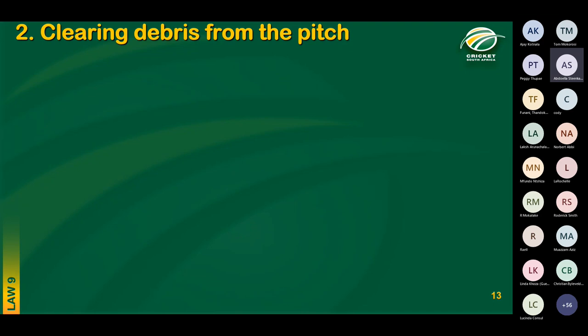So are we allowed to clear the debris from the pitch? What is debris? This debris is the small stones or small pebbles that come loose from the surface of the pitch. Because batters are running on the pitch, and the bowlers are bowling and following through, these small stones and pebbles do become loose and get sprayed over the pitch. The law allows for these small stones or small pebbles, or the debris, as the law calls it, to be removed from the pitch. So now we know we can remove these small stones or small debris.